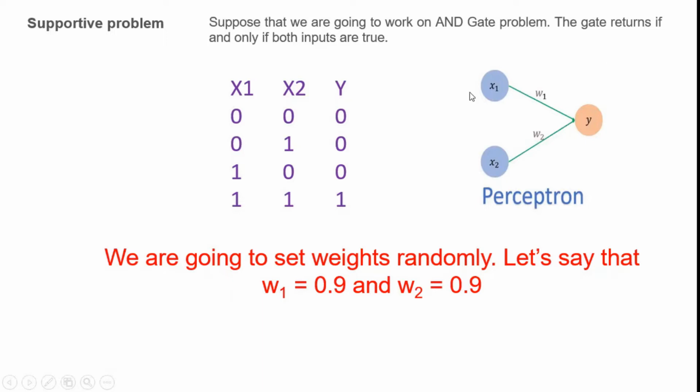The gate returns 1 only if both inputs are true. Otherwise, it returns false. So 0 and 0 gives 0, 0 and 1 gives 0, 1 and 0 gives 0, and 1 and 1 gives 1. These are the different cases of x1, x2 values. Now the weights should be taken randomly. Here, both W1 and W2 have been taken as 0.9.